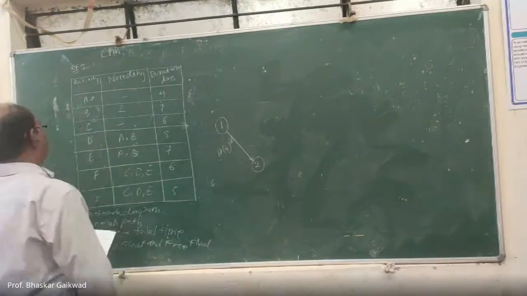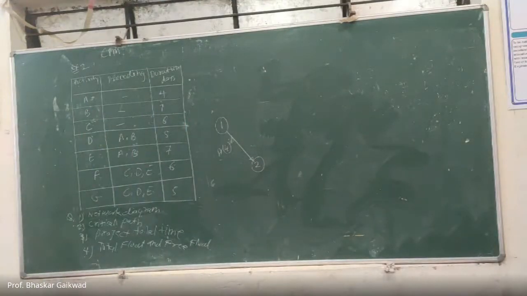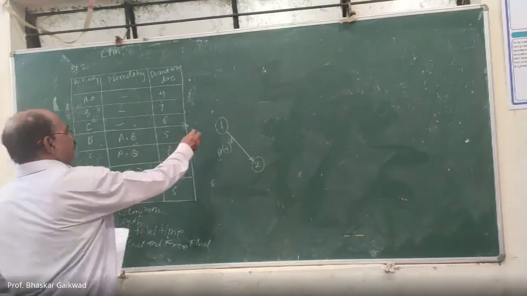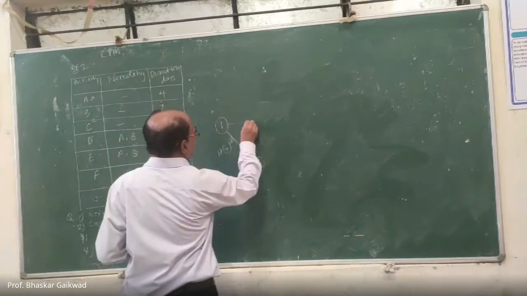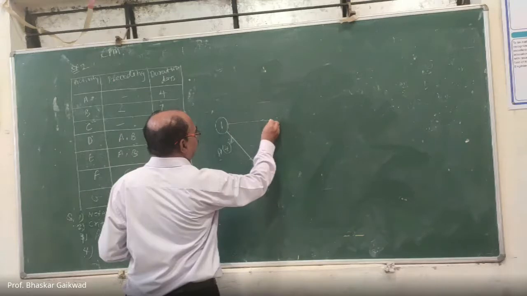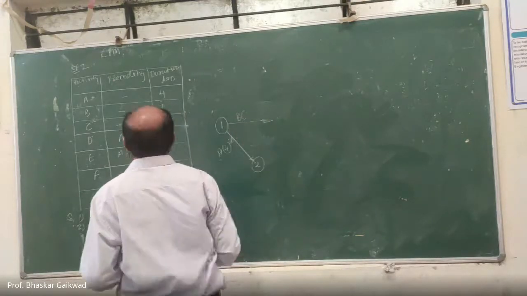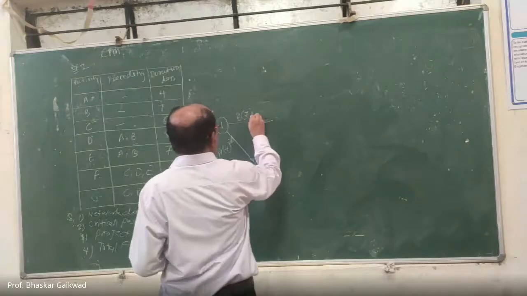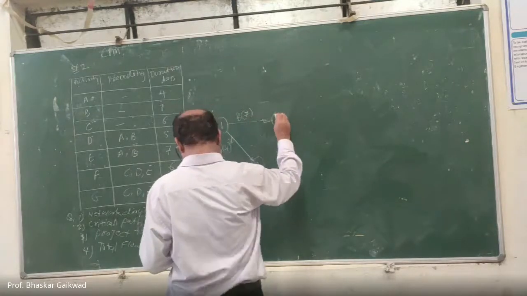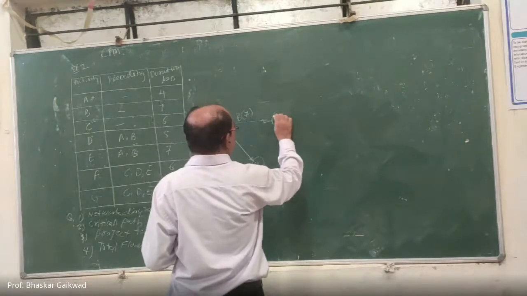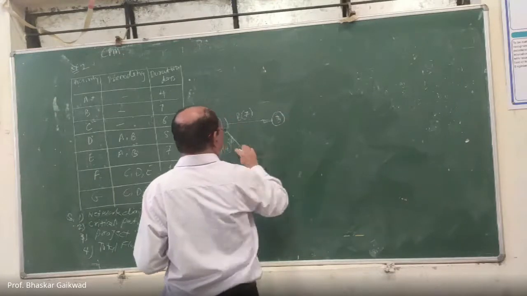After that, B activity. B activity will start from the same node. So here is the B activity. What is the duration of this activity? 7. So here you can write node number 3, 2, 3.